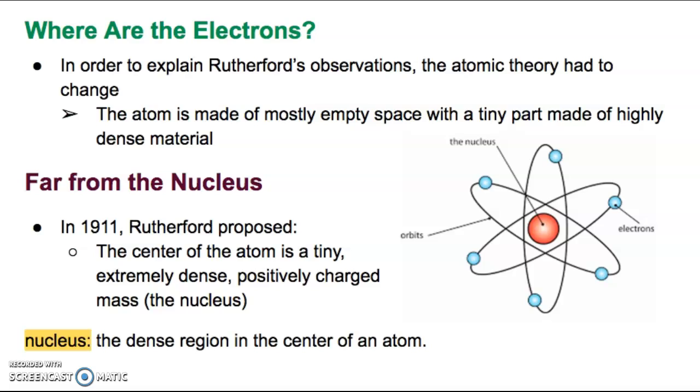So in order to explain these new observations by Ernest Rutherford, the atomic theory had to change. Now, instead of thinking of the atom like plums in a plum pudding with electrons scattered throughout, scientists began to think of the atom as being made up of mostly empty space, with tiny parts of dense material in the center and tiny parts of negatively charged material floating around the outside. In 1911, Rutherford proposed that the center of the atom was tiny and extremely dense and positively charged. He called this tiny, dense region in the center of an atom the nucleus.